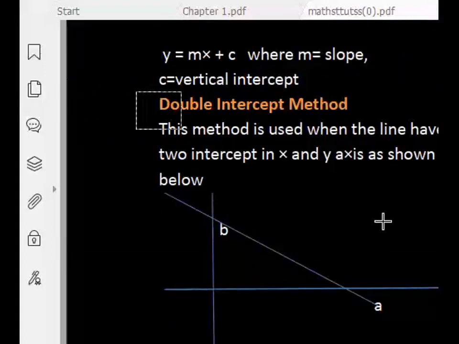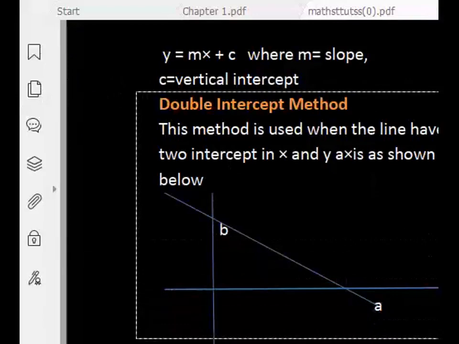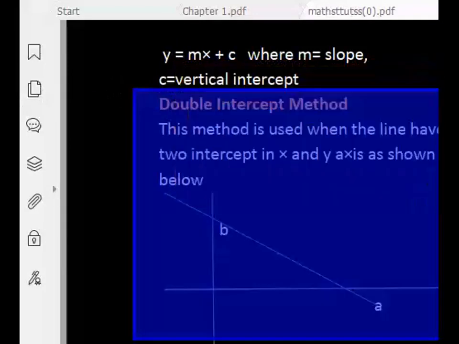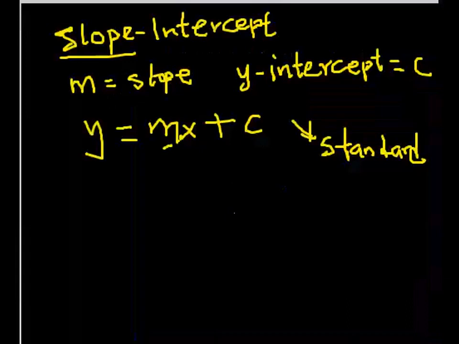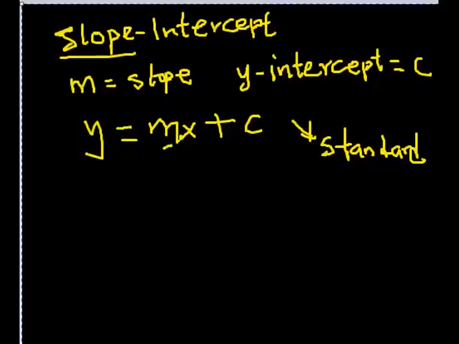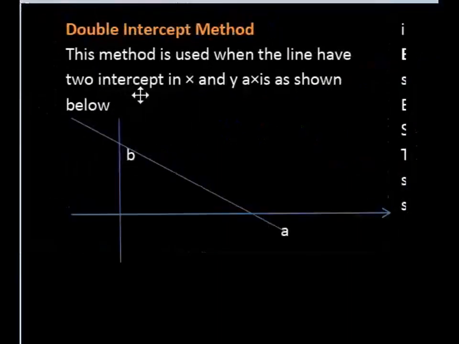Okay, so now we can work on the double intercept. Before we go to questions, of course, as the name implies, that particular line has a double intercept. A double intercept is where the line cuts both the x and the y axis, as you can see. This method is used when the line has two intercepts, x and y. So this is the y-axis and this is the x-axis. The y-intercept is b, and the x-intercept is a.